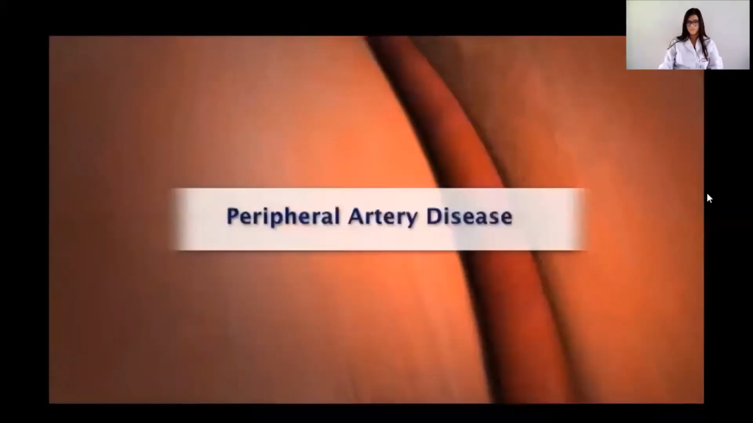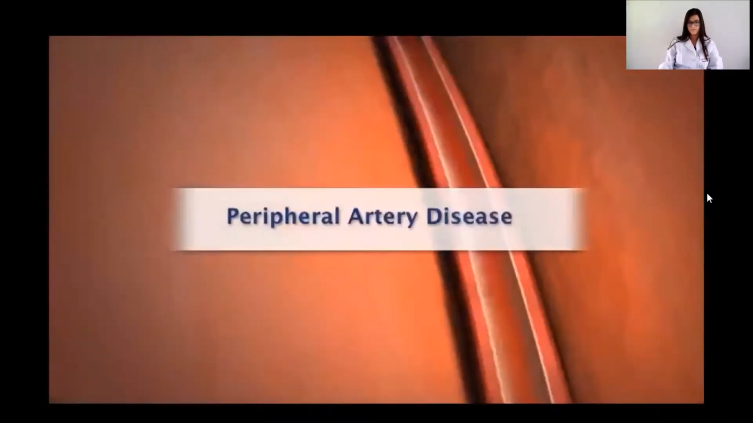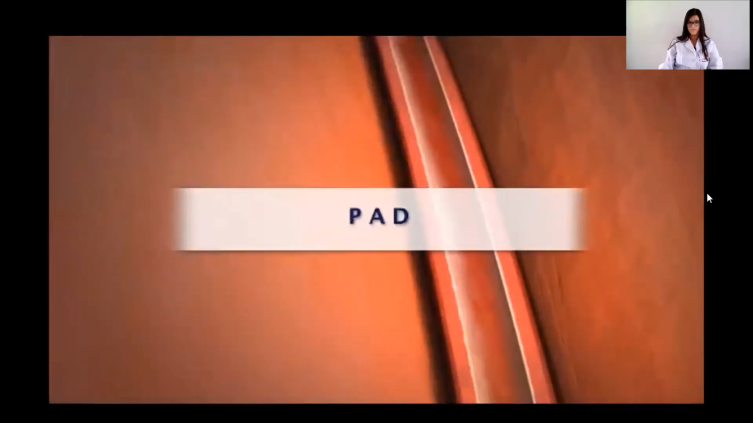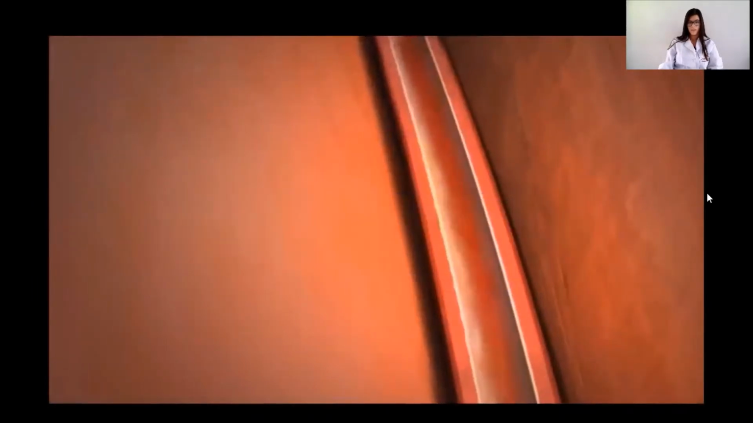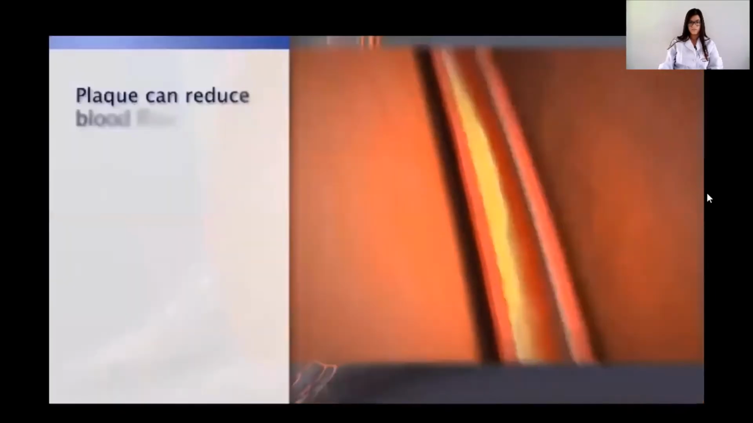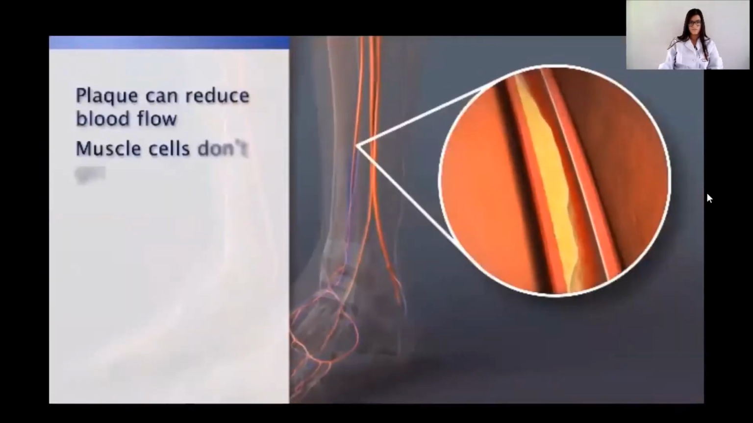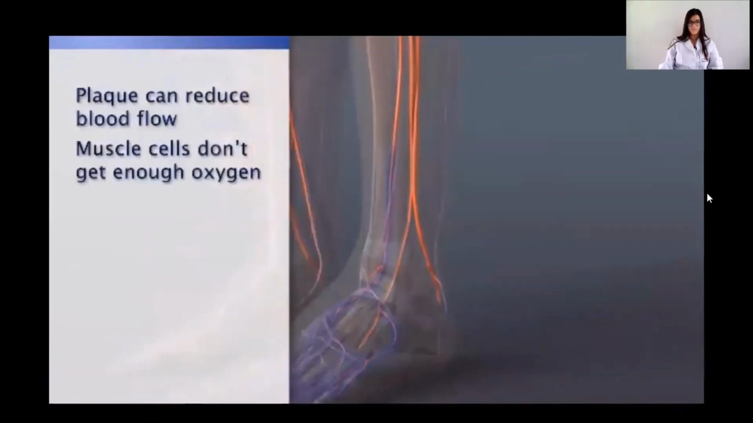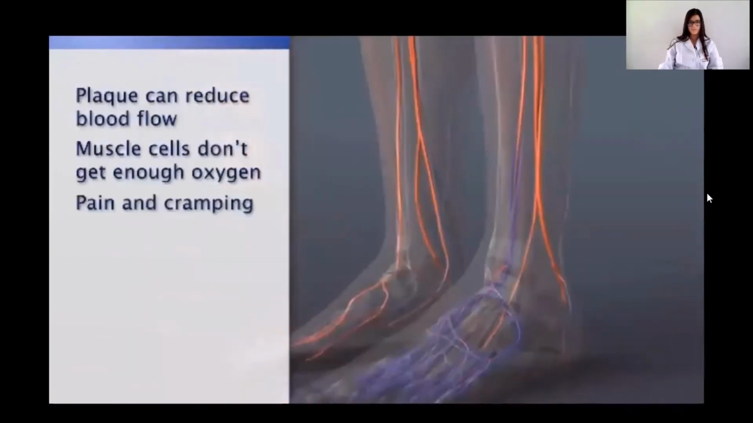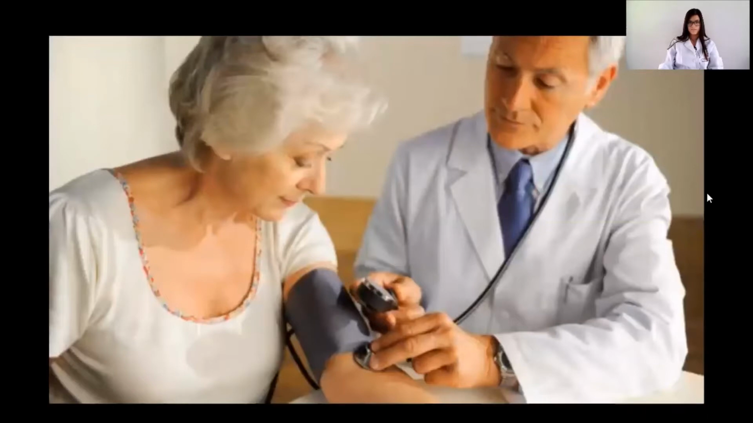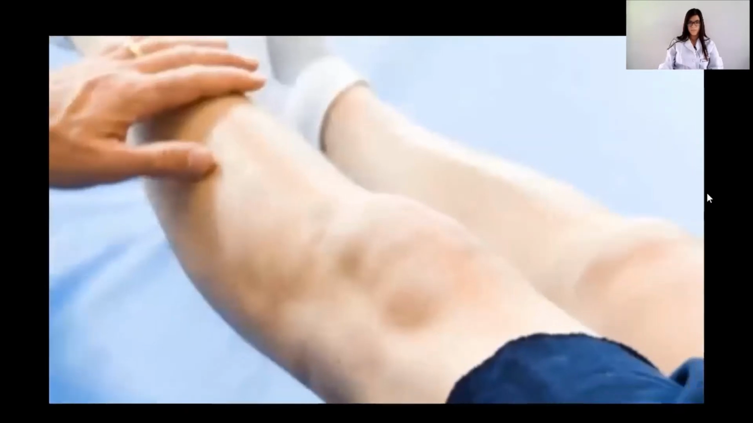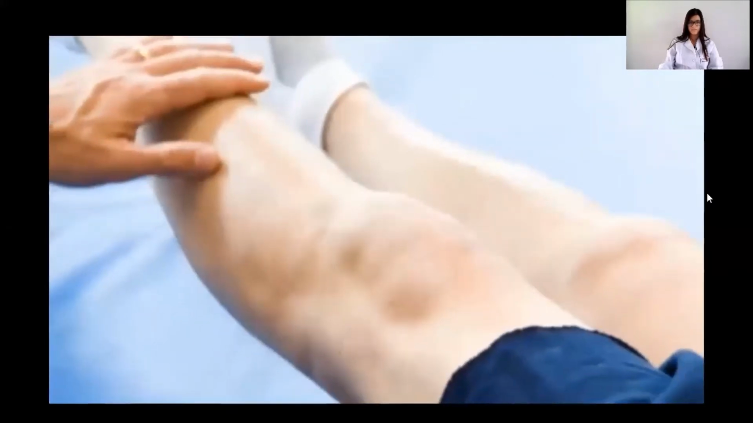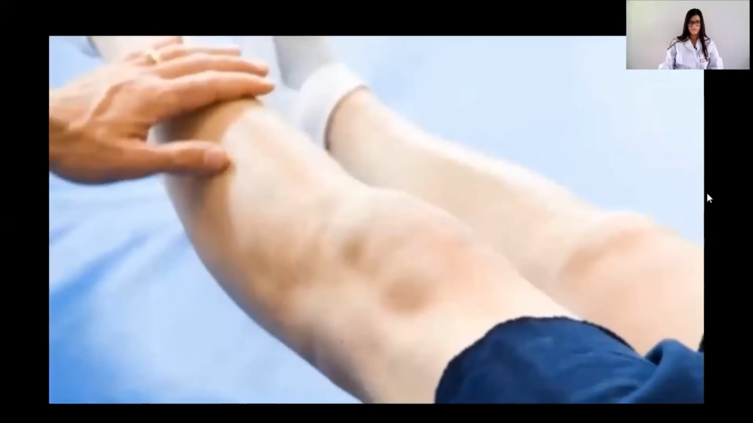In peripheral artery disease, or PAD, fatty material called plaque builds up inside the arteries that supply blood and oxygen to your legs. The plaque can reduce the blood flow, so the muscle cells in your legs don't get the oxygen they need, causing pain and cramps. Diagnosis of PAD starts with a physical examination. Your doctor can check for a weak pulse in your legs and whooshing sounds called bruit, which are heard when they listen to blood flow.